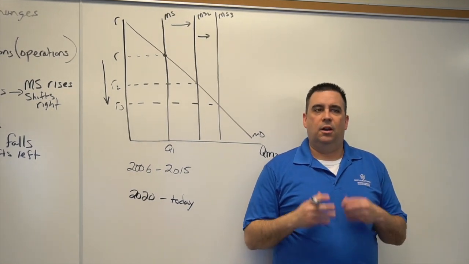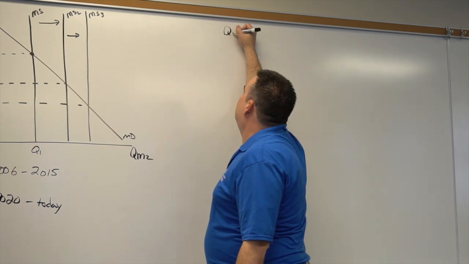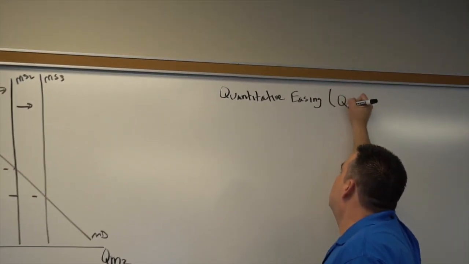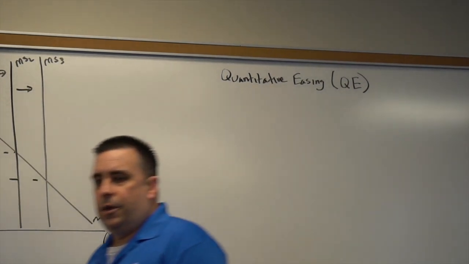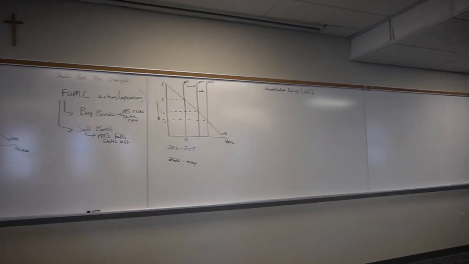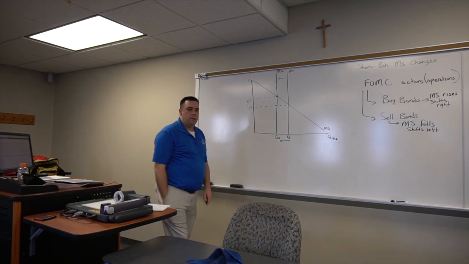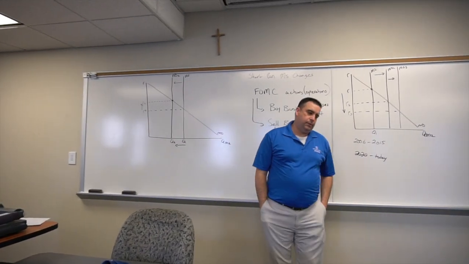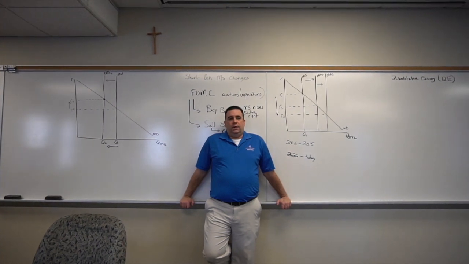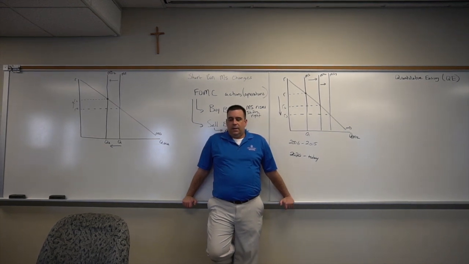That also opens up our next short run topic, and that's the idea of quantitative easing. Again, super uncreative with our abbreviations, QE, quantitative easing. Quantitative easing occurs when the Federal Reserve buys financial assets as a method of lowering the interest rate.